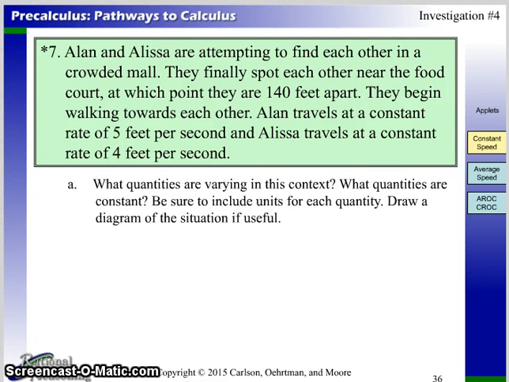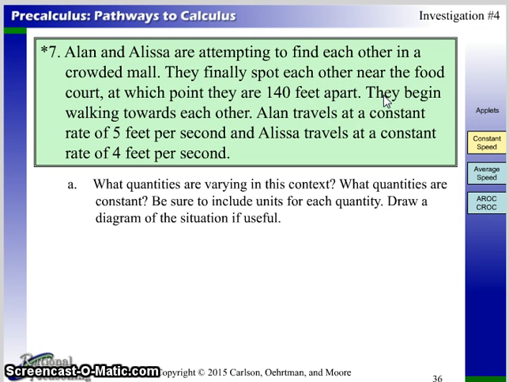Welcome back as we use example 7, module 2, investigation 4 in place of a Monday lecture and group setting. Let's read number 7. Alan and Alissa are attempting to find each other in a crowded mall. They finally spot each other near the food court, at which point they are 140 feet apart.